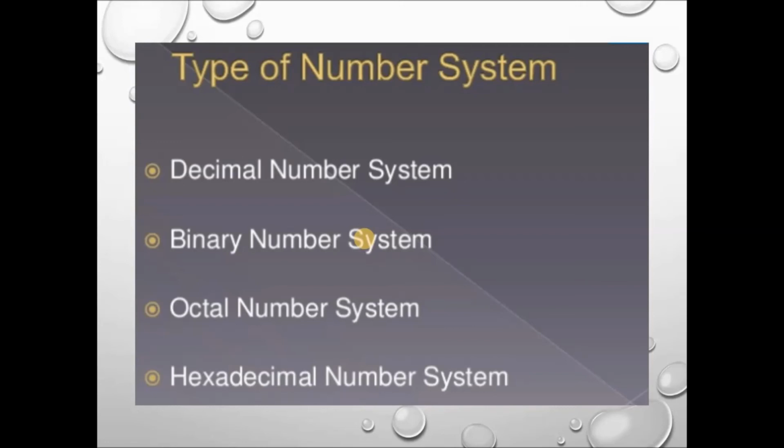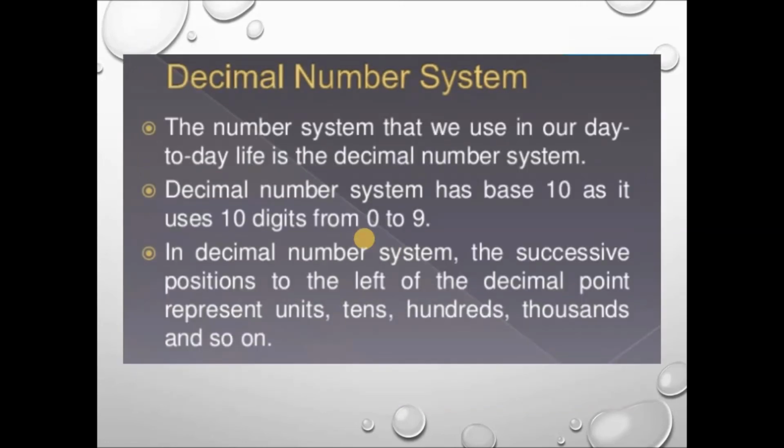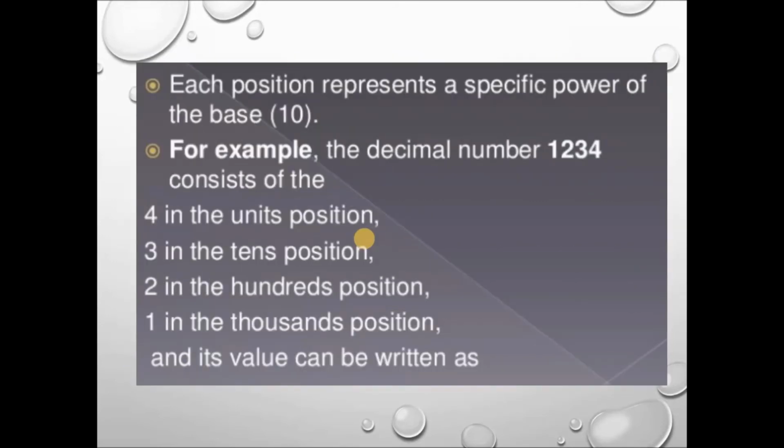Hexadecimal is base 16, there you will get 0 to 15. Now the decimal number system, the number system that we use in our day-to-day life. So 0 to 9 you will get here. It is written, I have already told you. An example of a decimal number is 1 2 3 4.